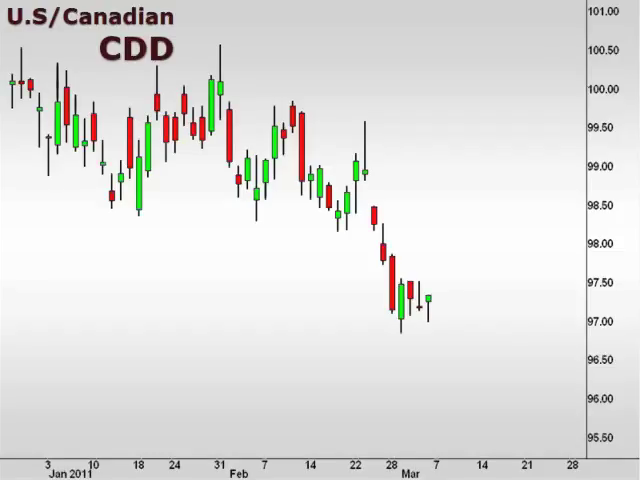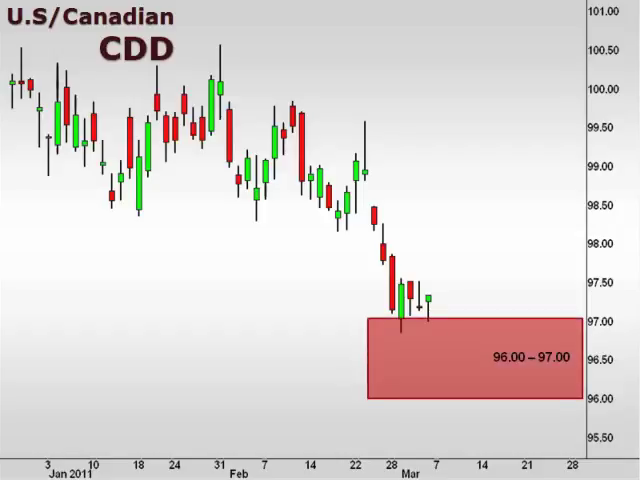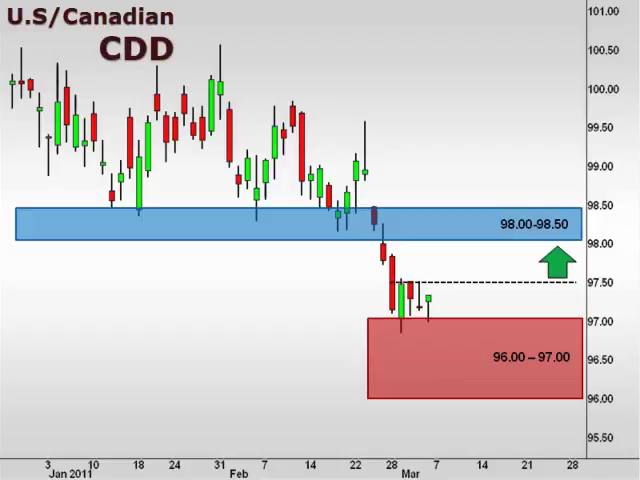Next up, the CDD, the U.S. versus the Canadian dollar. Well, the CDD consolidated at 97, showing some signs of support at this level. Failure to hold support at 97 opens the window for a continuation deeper into that 96-97 box. A break above 97.5 should signal a move up to test 98.5 as resistance.